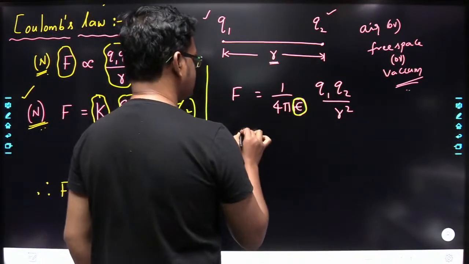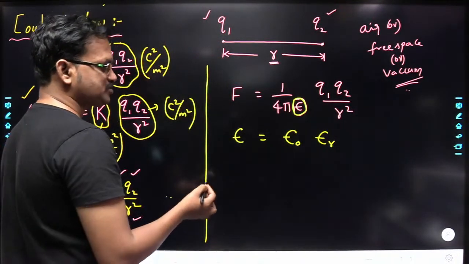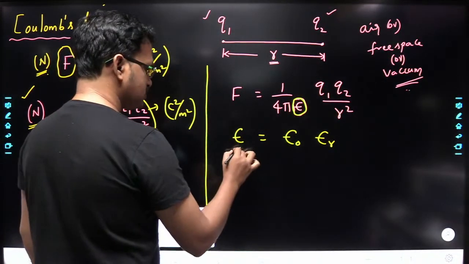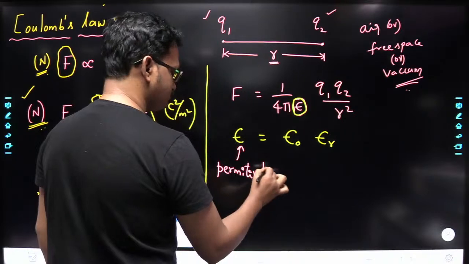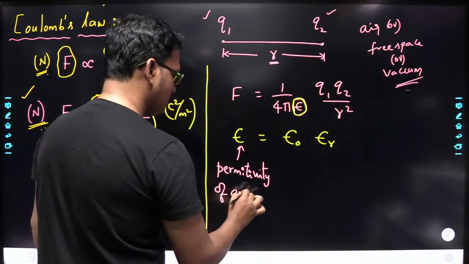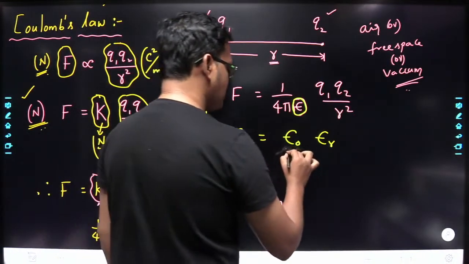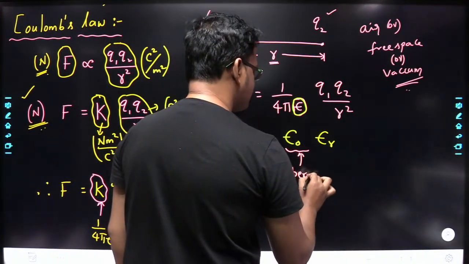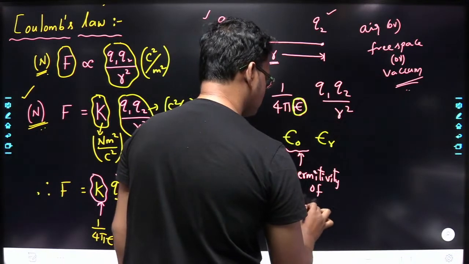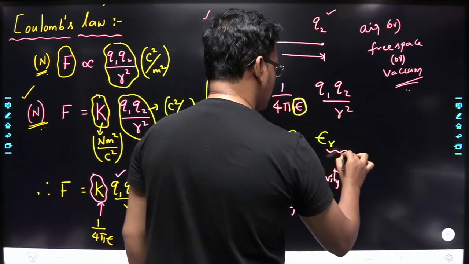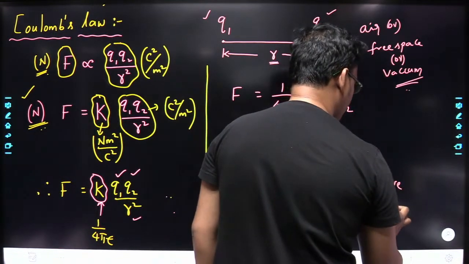So this epsilon is equal to epsilon naught into epsilon r, where epsilon is called the permittivity of any medium, epsilon naught is called the permittivity of free space, and epsilon r is called the relative permittivity.